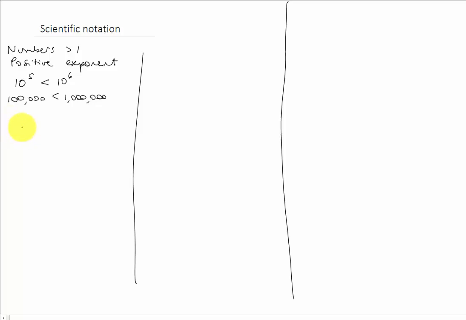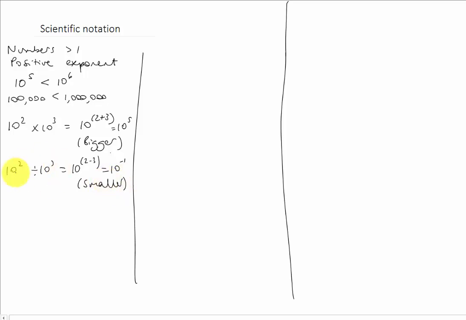And then let's look at when we're multiplying and dividing those numbers. I mean, you should know all this already, but I'm just stating the obvious here. So we've got 10 to the power 2 times 10 to the power 3, for instance. So that's the same as saying 10 to the power 2 plus 3, which is 10 to the 5, which is a bigger number than the ones we started out with. So 10 to the 5 is bigger than 10 to the 2 and 10 to the 3. And then how about if we have 10 to the 2 divided by 10 to the 3? That's the same as 10 to the power 2 minus 3, or 10 to the minus 1, which is smaller than those two numbers we started out with.